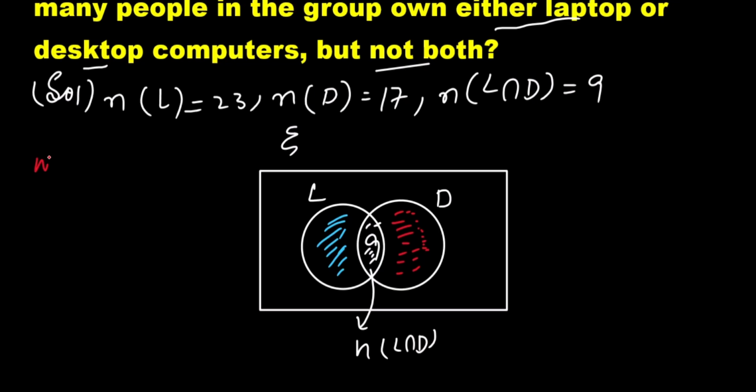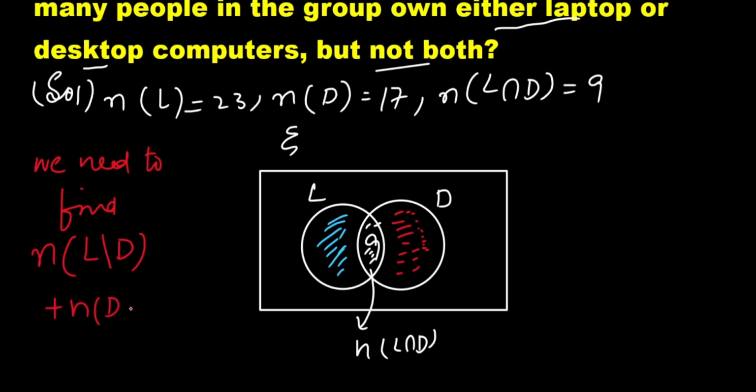we will write, we need to find the number of people that have laptop but not desktop. That is actually L difference D, plus the number of people that have desktop but not laptop, denoted by D difference L. Further, you can write it as the first set L difference D is actually L intersection D complement, plus the second one is actually D intersection L complement, sorry. Now the blue area can be found as, the blue area is actually L difference D here.